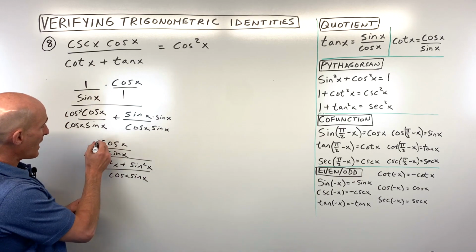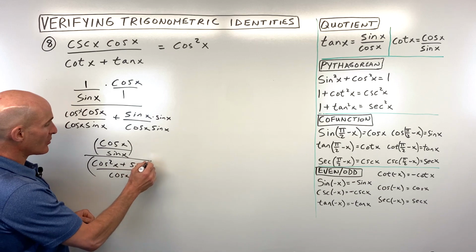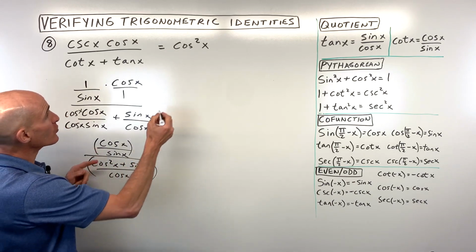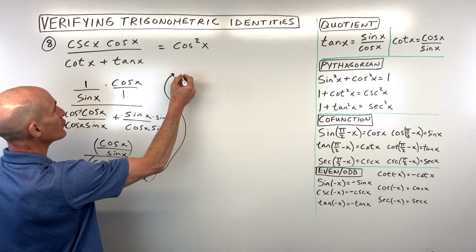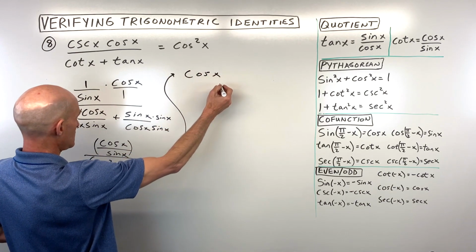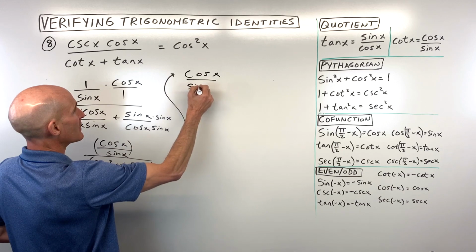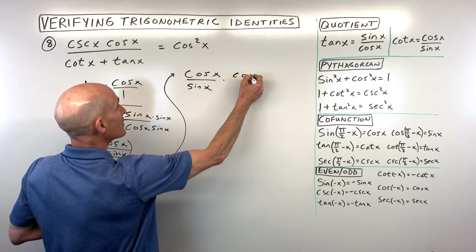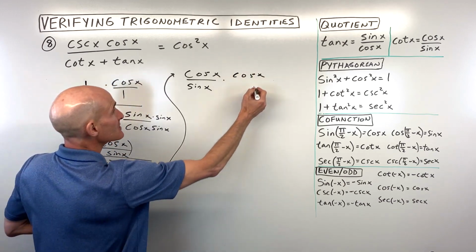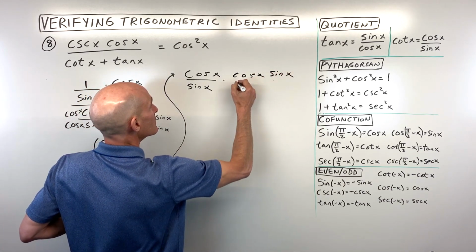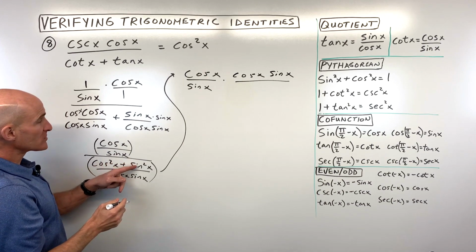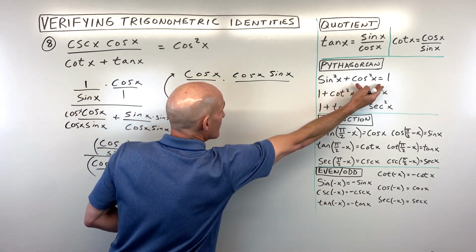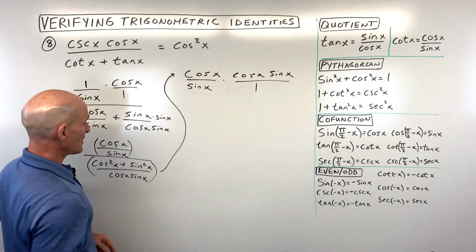So when you have a fraction divided by another fraction, it's like multiplying by the reciprocal. So you keep the numerator. Let's just go up here for a little bit more room. So cosine x over sine x, that's our numerator. We're going to multiply by the reciprocal of the denominator, which is cosine x sine x, and then over cosine squared plus sine squared. But what's cosine squared plus sine squared equal to? 1. That's our Pythagorean trig identity.